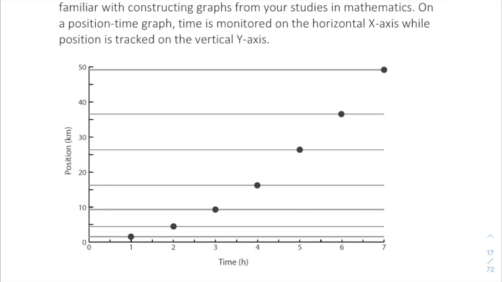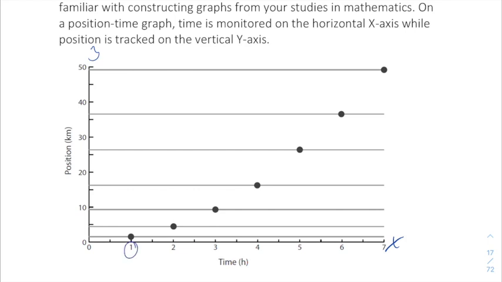Maybe, maybe not. On a position time graph, time is monitored on the x-axis, while the position is monitored on the y-axis. So the x-axis is here, and this is y. We almost always will place time down here and then position on the vertical axis. So what this means is that if it has been 1 hour, then any position change in that 1 hour will be noted.